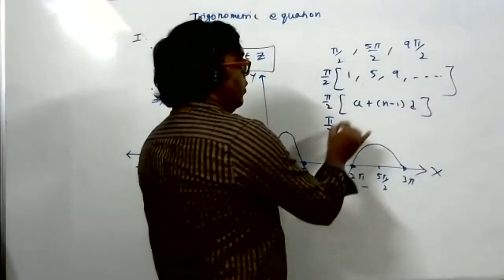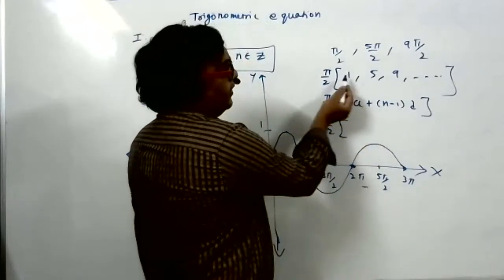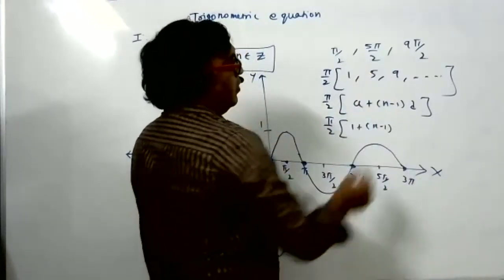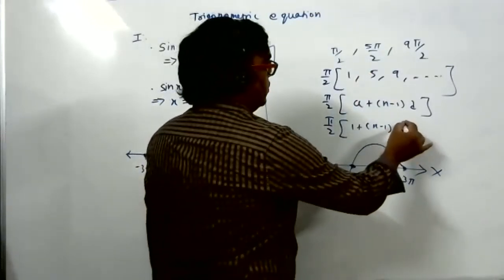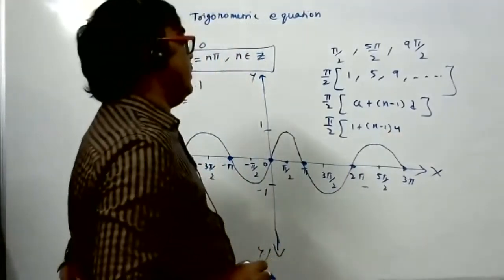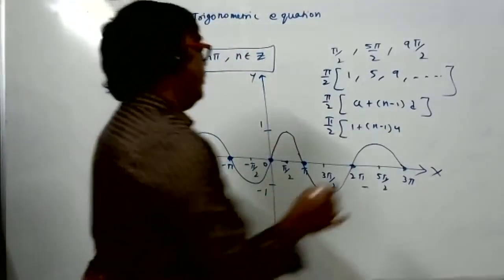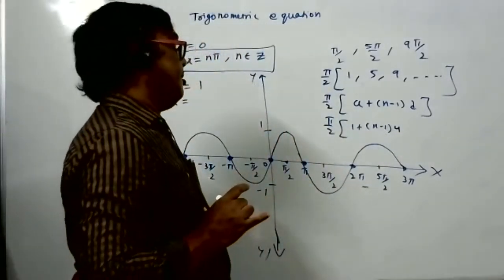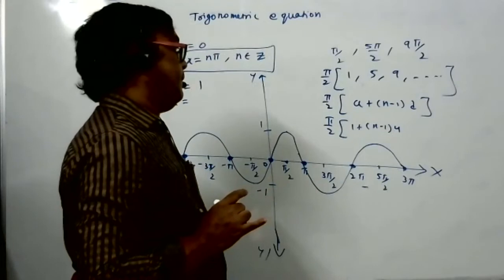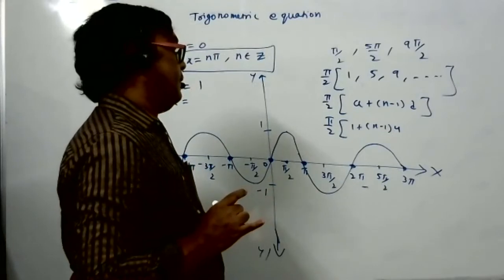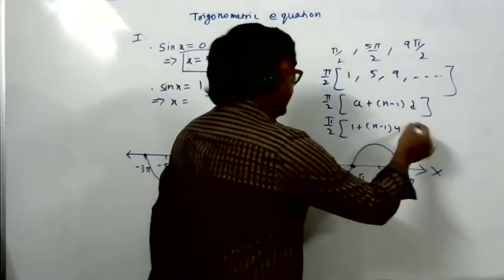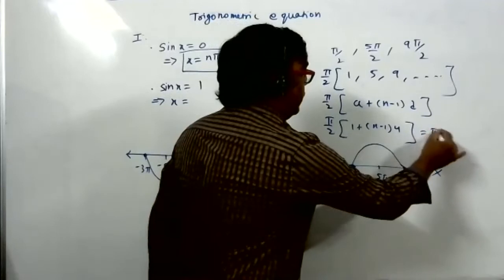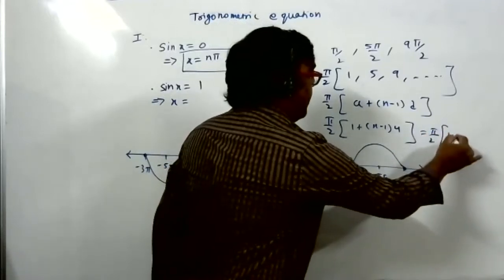What is A? You have to tell the answer. What is A? 1. N means n. What is the common difference? 4. But the answer is not coming. Something wrong I told. What is wrong? So it is correct only. So what happened? Open the bracket. What will you get? Pi by 2, 4n minus 3.